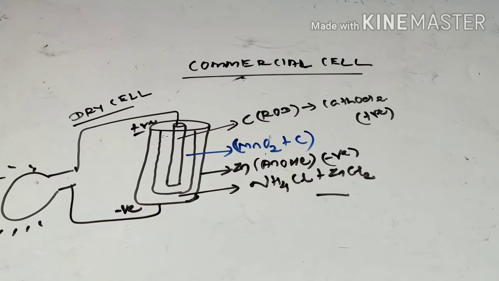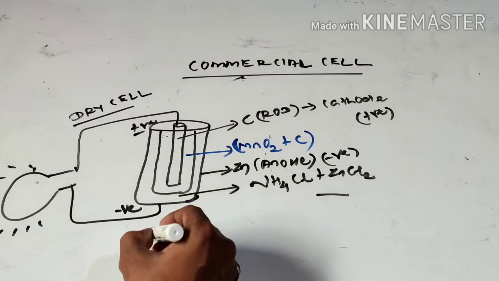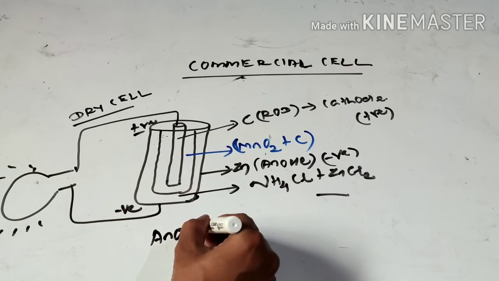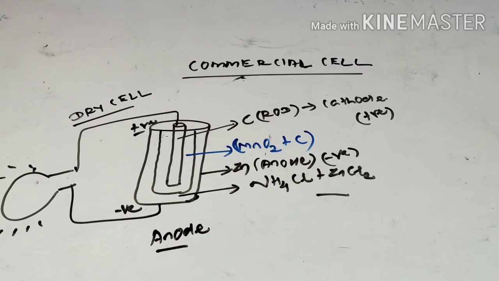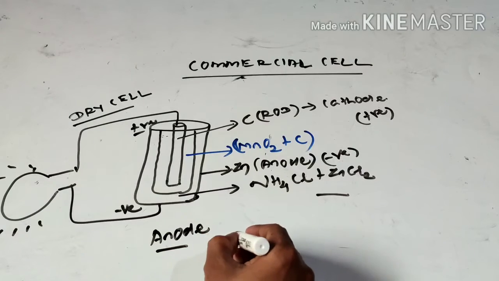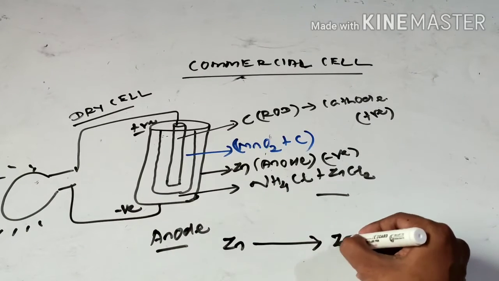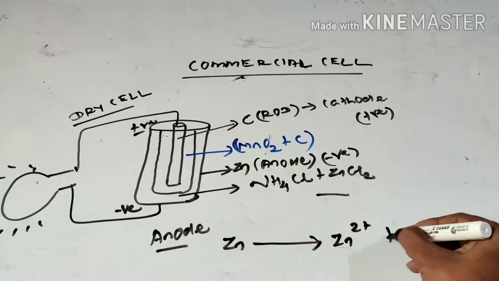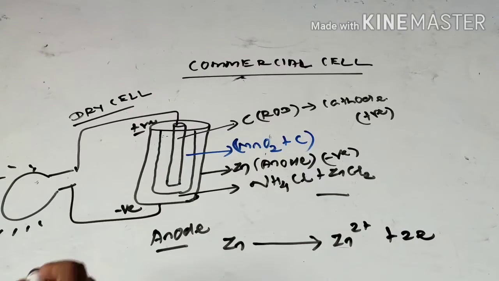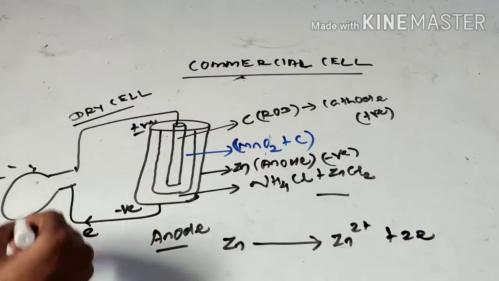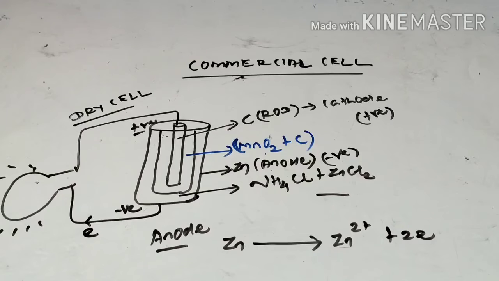So now what will happen? When I connect it through the induction coil, as the oxidation potential of zinc is more, it starts to oxidize. So at the anode the oxidation reaction takes place. So Zn is converted to Zn2+, and it releases 2 electrons, and these electrons start to flow through the induction coil.